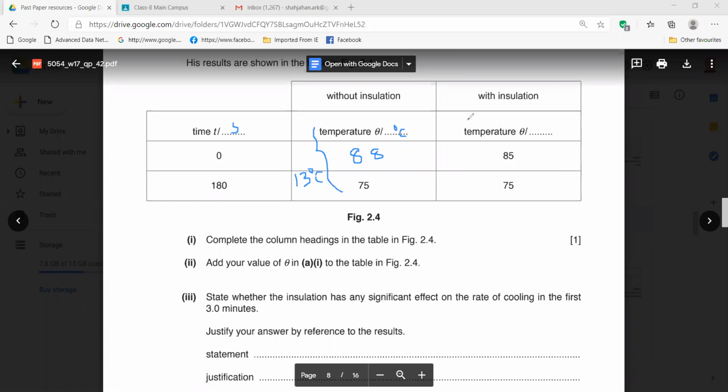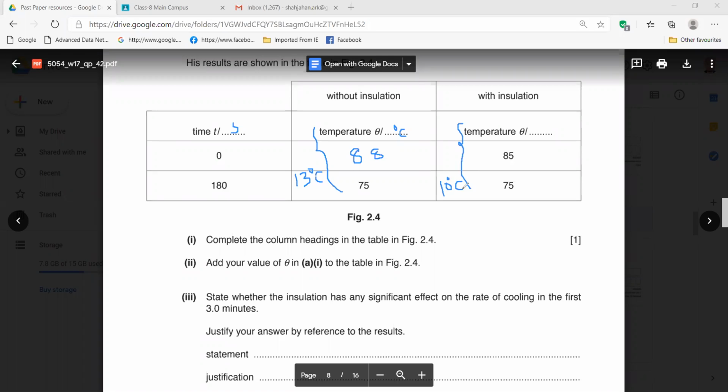Yes. And with insulation, we did one thing: we are not starting from 88 then. We are starting from 85. After 3 minutes, we are getting here 75. That means you are getting a temperature difference of 10 degrees Celsius, right? So this information you compare now. With insulation, what you got after 3 minutes, and without insulation, what you got after 3 minutes.